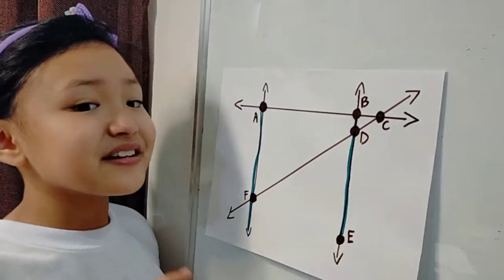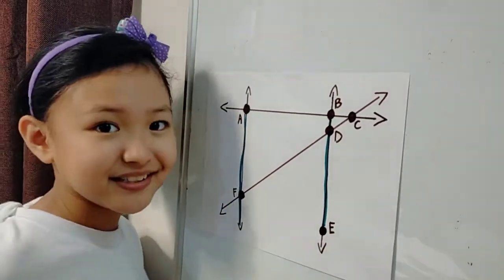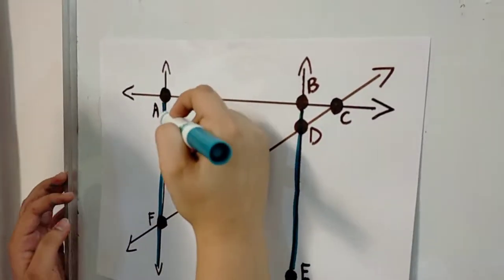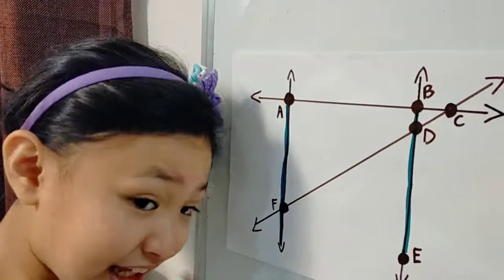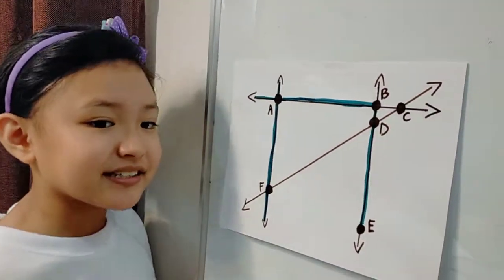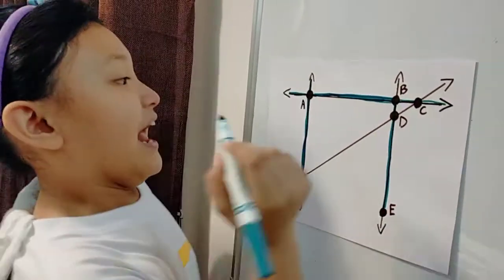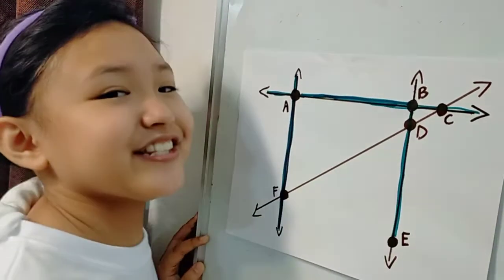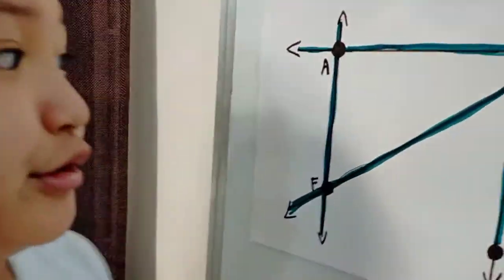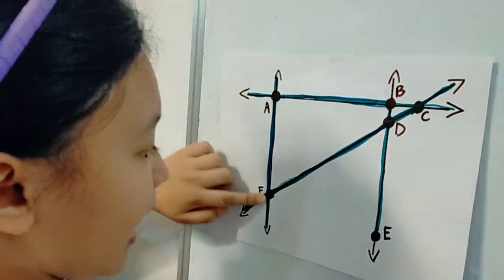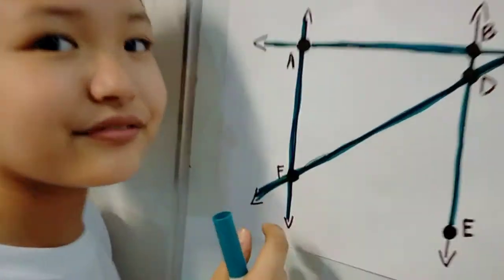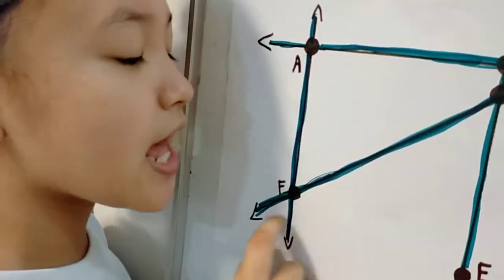Next, what are the intersecting lines in these figures? There are many intersecting lines. First, AF intersects AB. Next, AF intersects CF. If you would notice, AF again, AF intersects with CF. So this is the intersecting line.